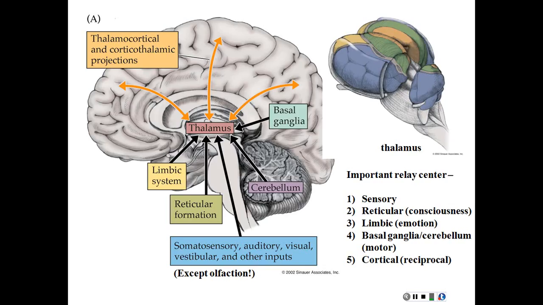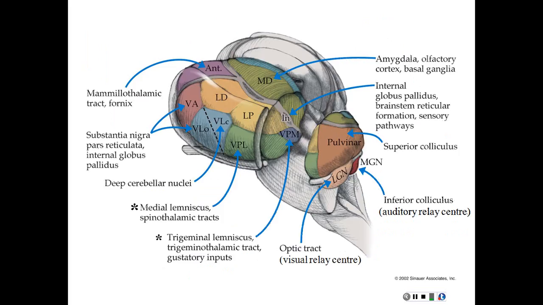Everybody but olfaction. Now, this is one of those schematics that you look at and go, oh, good grief, do I have to know all this stuff? Absolutely not. We've only done, so far, two of all of these nuclei here for the thalamus.